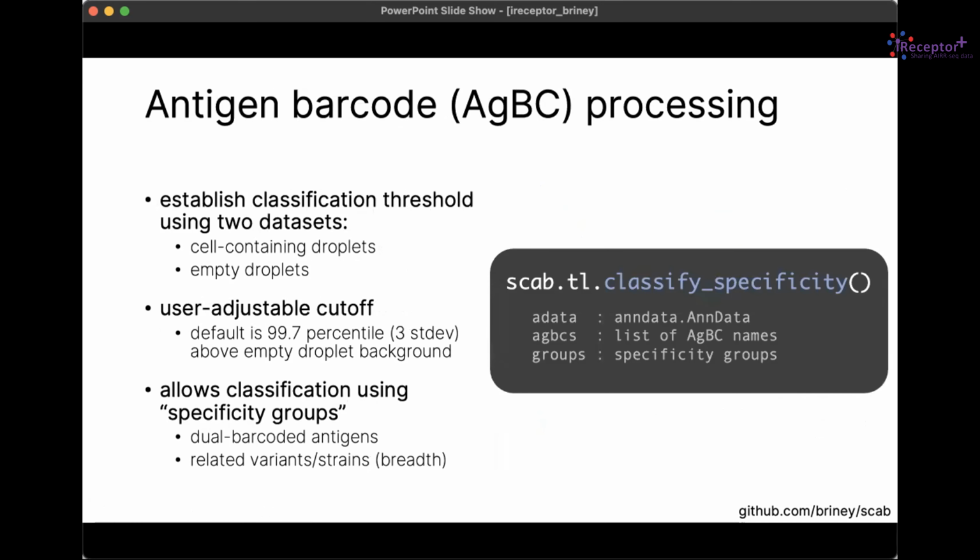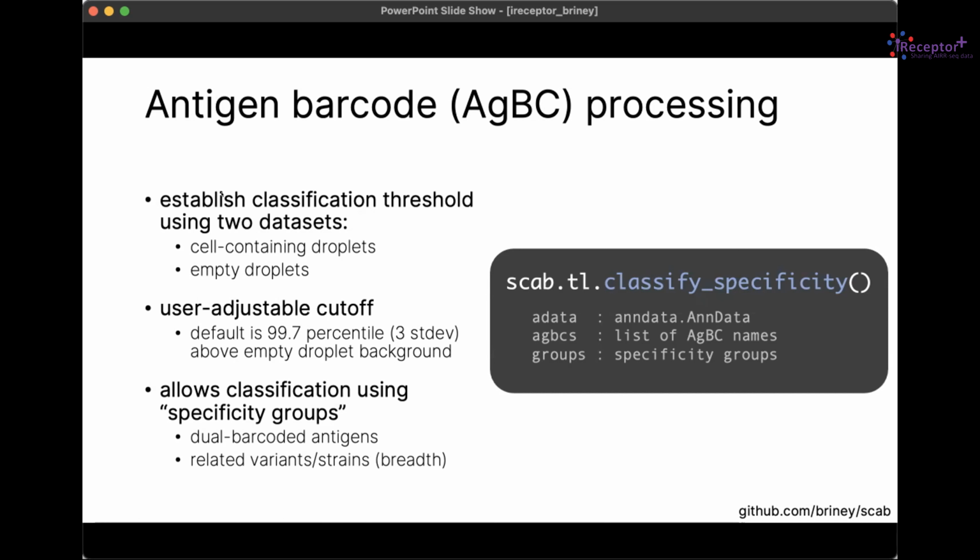So the next tool we've incorporated into SCAB is the ability to classify B cells by antigen specificity. That uses the classify specificity function. Again, all we need to pass to that function is our AnnData object plus a list of antigen barcode names. And those names would, of course, be in the AnnData object.